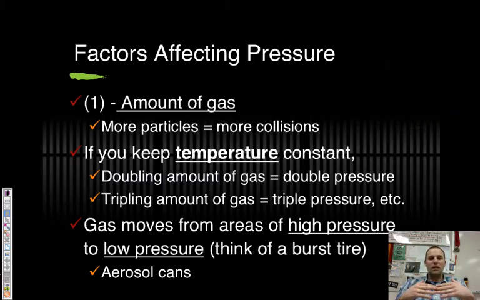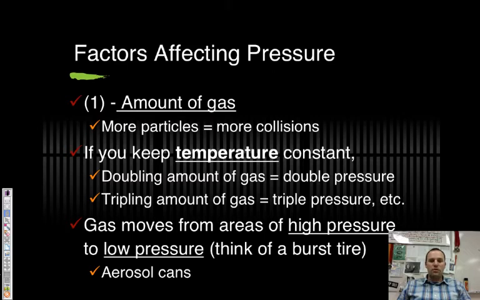So let's look at the 3 factors that affect pressure. We kind of already know this. The more gas you add, the more collisions you're going to have, and so that's going to affect the pressure. Okay, so if you reduce the amount of gas, you're going to reduce the amount of collisions, you're going to lower the pressure. Something to keep in mind is how temperature affects that. If you keep the temperature constant and you don't change it, if you double the amount of gas, you're going to double the pressure. Triple the amount of gas triples the pressure, and so on.